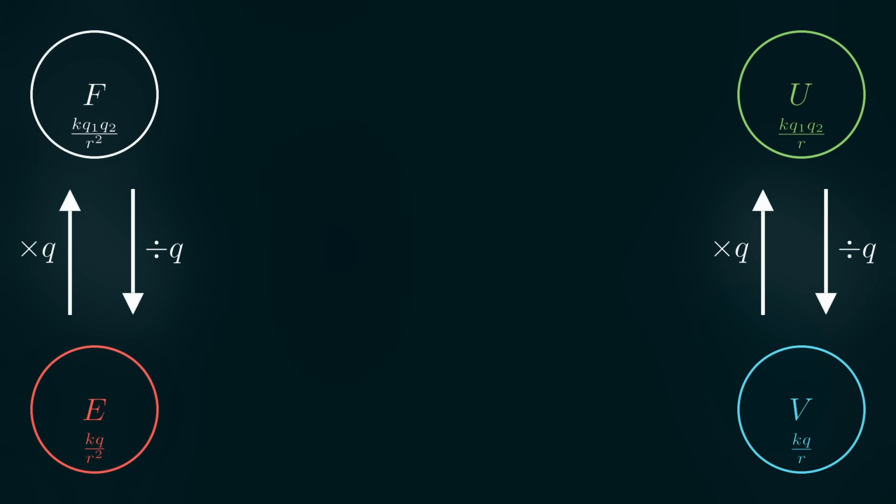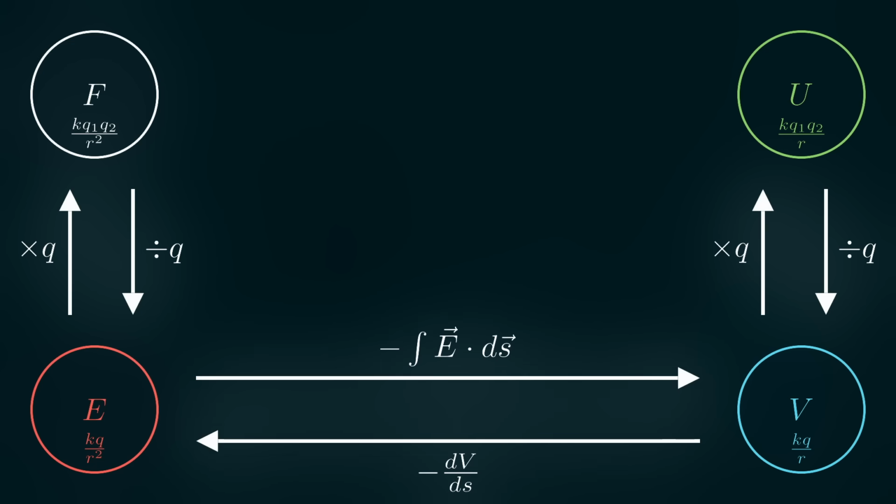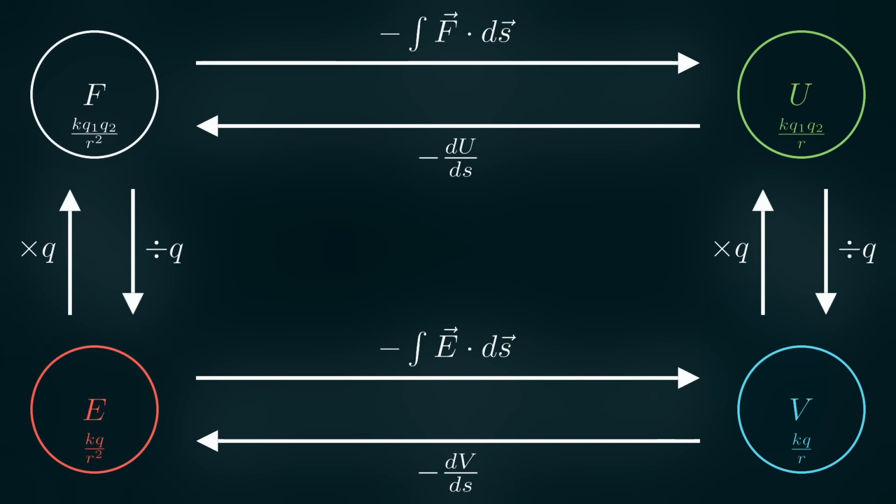You can go between electric field and voltage by adding up the negative accumulation of the electric field or finding the slope of the voltage. And then we get between force and potential energy by, again, adding up the accumulation or taking the slope. Take a minute to make sure you're comfortable with this, especially the bottom two quantities, since those are going to basically show up for the rest of the video.